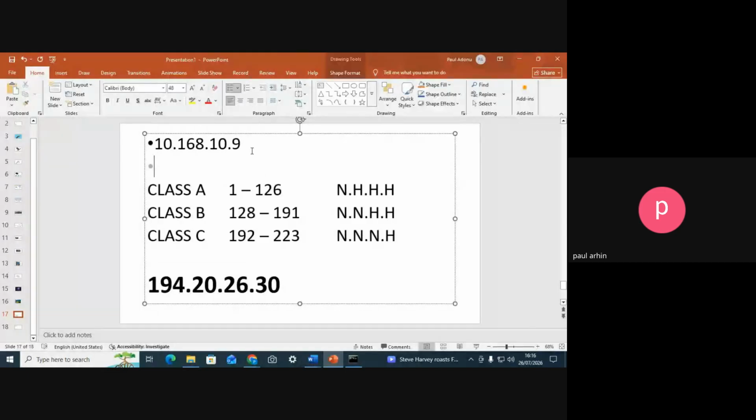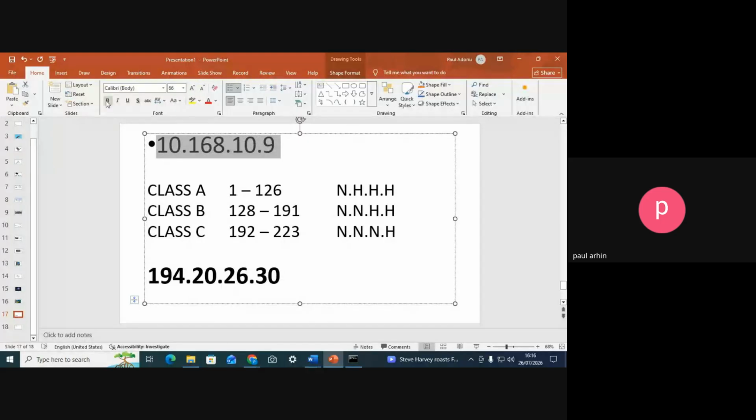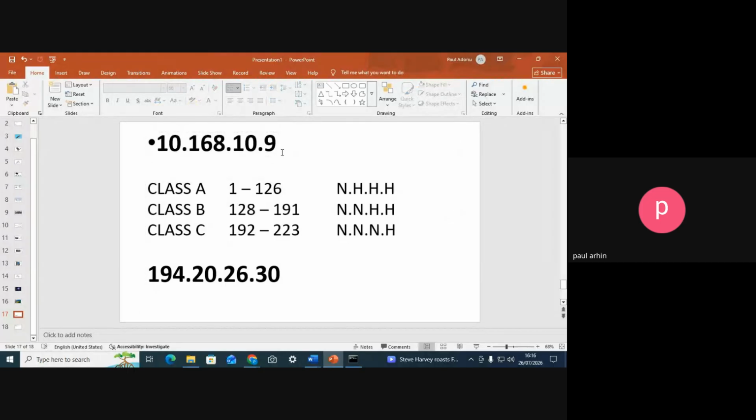Then let's go to this particular one at the top, the 10.168.10.9. Now, for this one, which part of this IP address belongs to the network? The 10. Excellent. The first 10. Now, this is the principle behind it. Having known this, you will be able to assign the IP address as well.